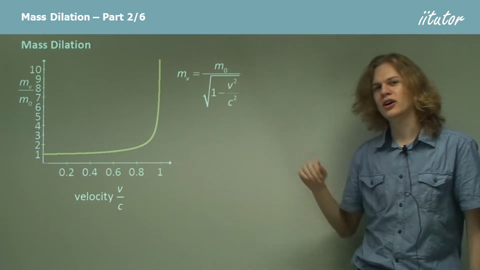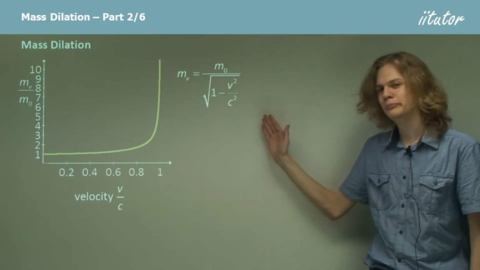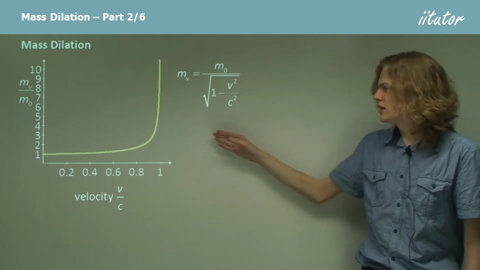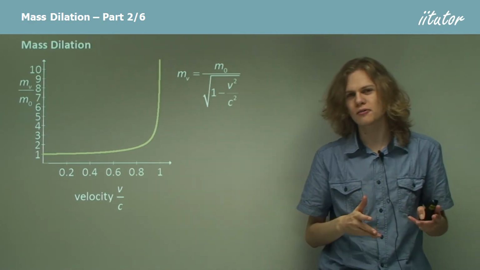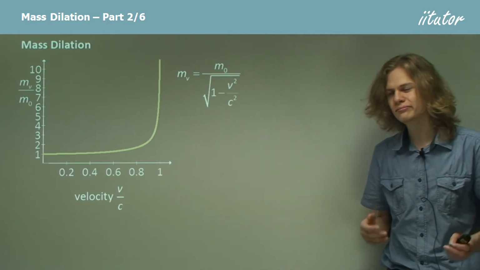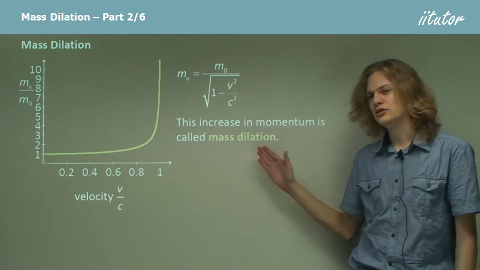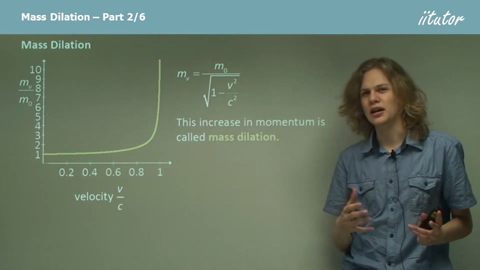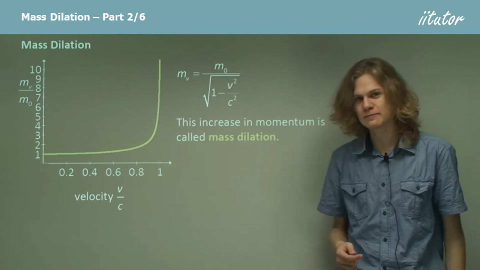This equation should start to be looking pretty familiar by now, especially this factor on the bottom. We can see that if we graph this, it'll look very similar to our time dilation graph, if not identical. So this increase in mass is called mass dilation, just like the increase in a time interval is called time dilation.